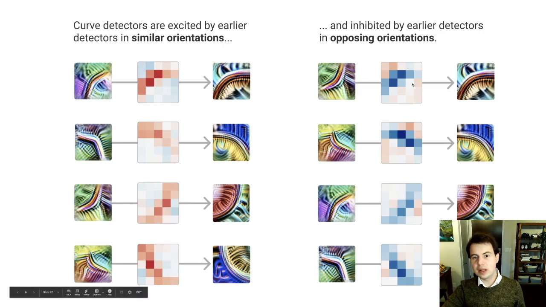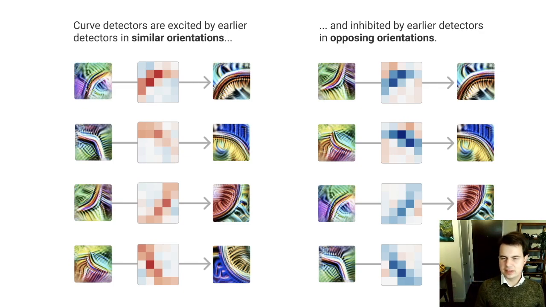And at the same time, they're inhibited by curves in the opposite orientation. So at every point, they're looking not for curves tilting the opposite orientation, but for curves tilted in this orientation. That's a very nice, simple, understandable way to refine curve detectors. It's a meaningful algorithm.